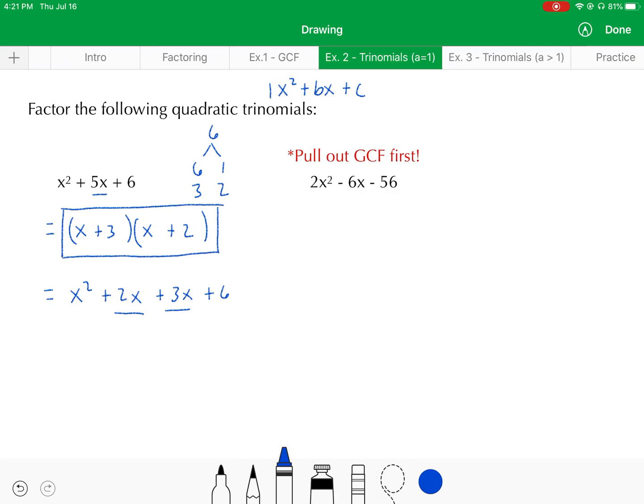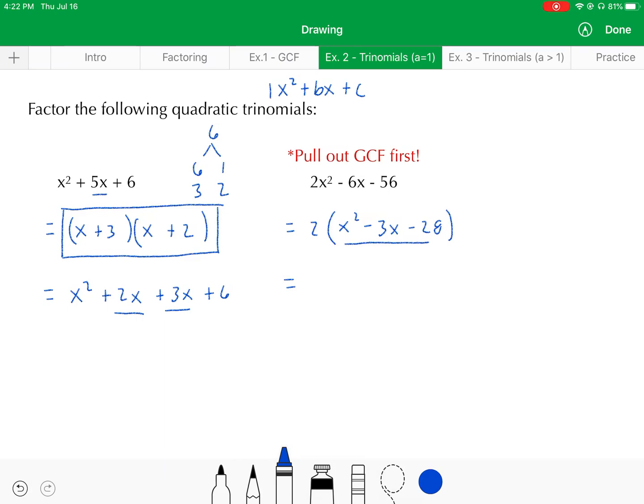All right, on the second example, what we want to recognize right off the bat is that all three terms have a 2 in common, a GCF of 2. So I'm going to begin by factoring that 2 out, and what's left over would be x squared minus 3x minus 28. So it's a slightly factored form, but not completely factored. Notice we have another quadratic trinomial where that a value is 1 again, okay? So I'm going to see if that factors further.